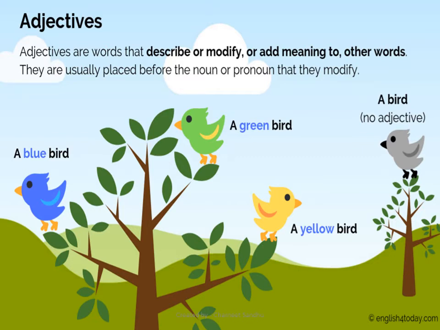Moving on to the next one. A green bird. The word green describes what kind of bird. So the word green is an adjective. Moving on to the next one. A yellow bird. The word yellow also gives you additional information about the noun bird. So, adjective here is yellow.